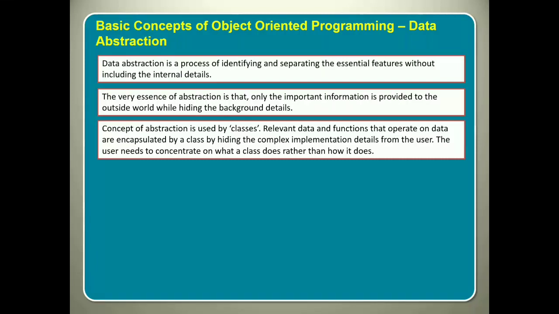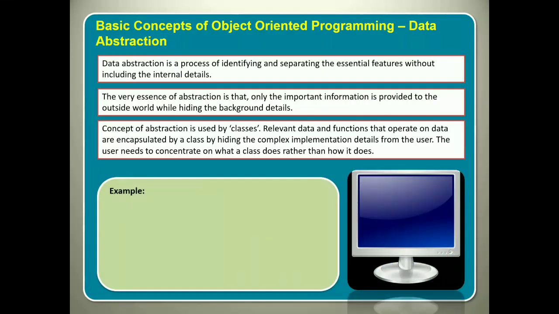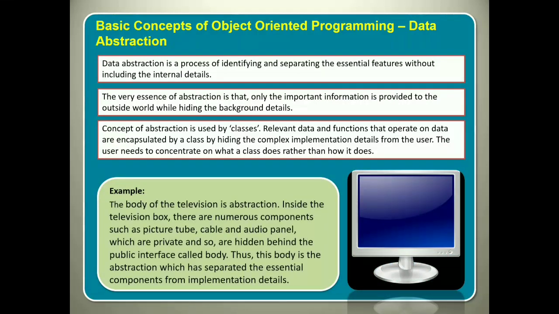Let us take an example of a television. The body of the television is abstraction. Inside the television box, there are numerous components such as picture tube, cable, and audio panel, which are private and so are hidden behind the public interface called body. Thus, this body is the abstraction which has separated the essential components from implementation details.